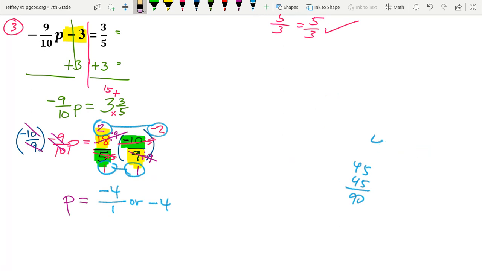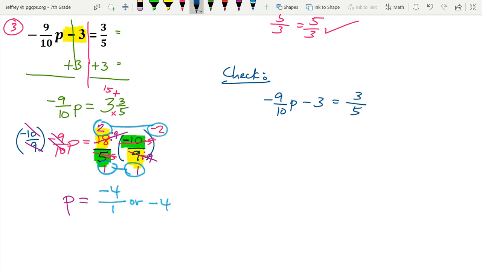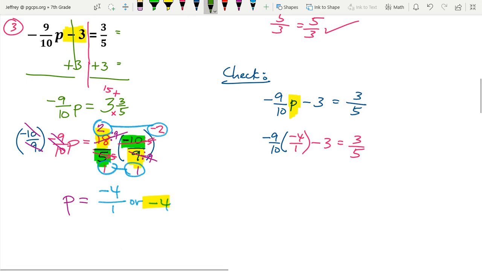Okay. Now let's check if our answer is right. Let's write our original equation. So this is our checking. We got negative 9 over 10p minus 3 is equal to 3/5. So what is the value of our p? The value of our p is negative 4. So we will be doing negative 9/10 times negative 4 over 1, minus 3 is equal to 3/5. Now let's simplify this. What is negative 9 times 4 and 10 times 1?